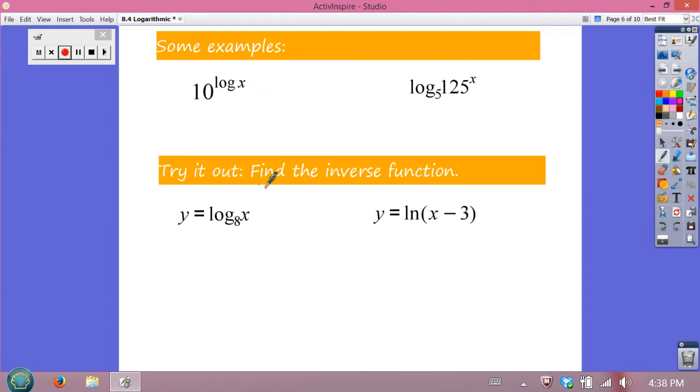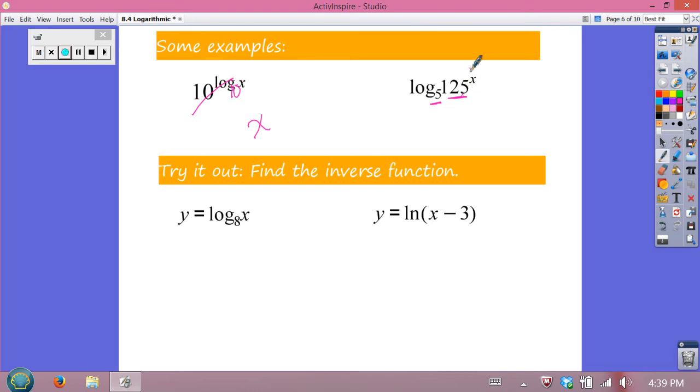Okay, some more examples. 10 to the power log of x. Oh yeah, okay, so we know that this is base 10, right? Good. So 10 to the log base 10 of x. Those two things cancel out. We're just left with x. Not so hard.